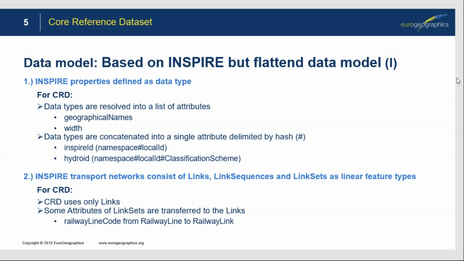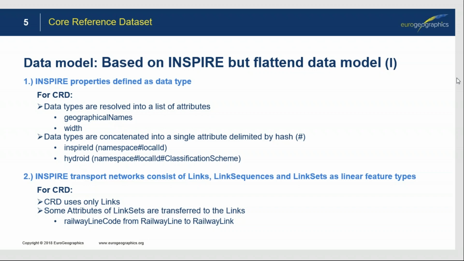So let's go through quickly what those flattening procedures were that we took. The first difficult part always is if properties are defined as extra data types. For CRD, we just put them as attributes because we have set very simple content only. That was no real problem. Either we had a list of attributes, or in other cases, we just concatenated the values into one single attribute.